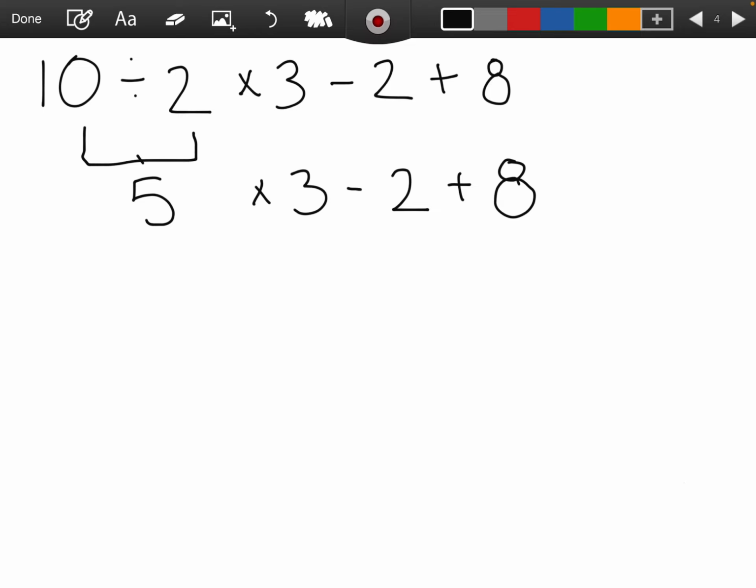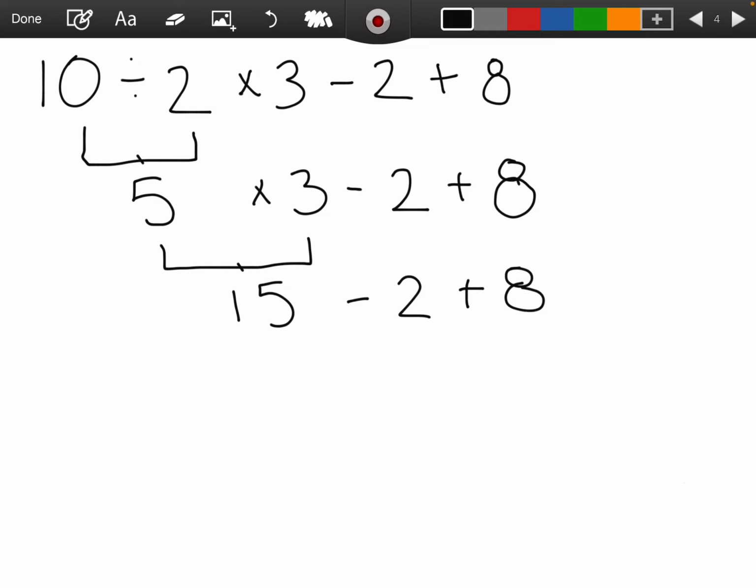We do have one multiplication sign. The two numbers being multiplied, 5 times 3. That simplifies to 15. Bring down the rest of the numbers. And now we're left with 15 minus 2 plus 8. So no more multiplication and division. Now we can move on to addition and subtraction. We have one subtraction and one addition.